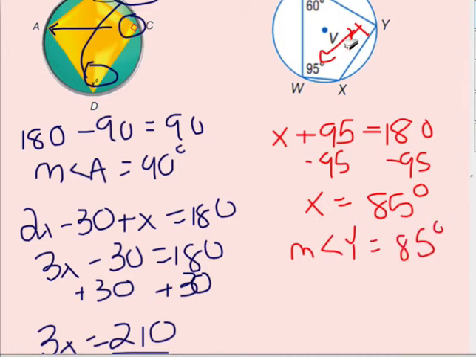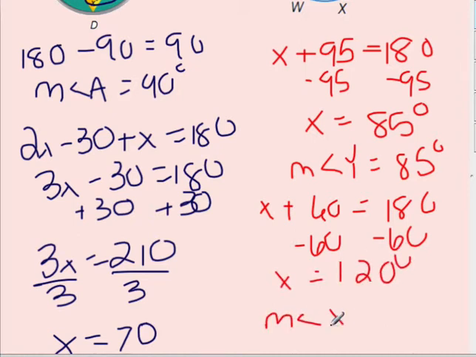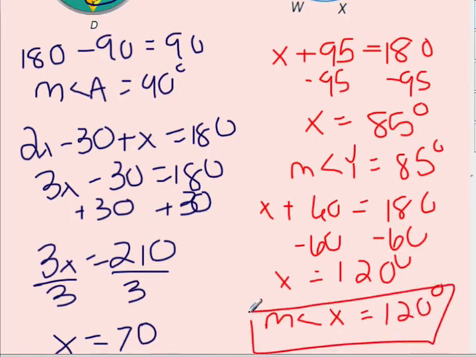So now that I solved this one, now I want to know what the measure of angle X is. So now this is going to be my variable, and the opposite angle is 60. So now we have X plus 60 is equal to 180 degrees. I'm going to subtract 60 from both sides, and I get that X is equal to 120 degrees. So the measure of angle X is 120 degrees. So that's your final answer for number 11, and that concludes your note sheet today.